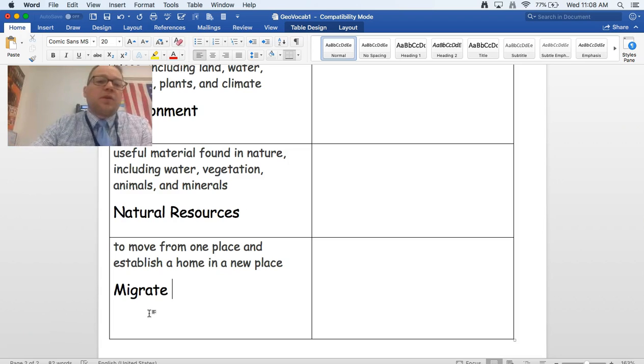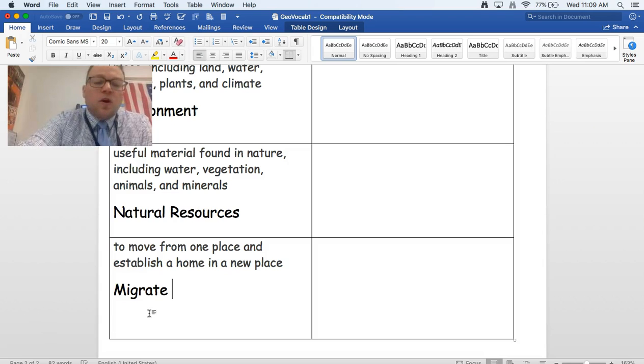So we could say something like, early peoples migrated to the Americas. Well, why did they do it? They were in search of food. How did they do it? They did it using the land bridge. So early peoples migrated to the Americas via the land bridge.